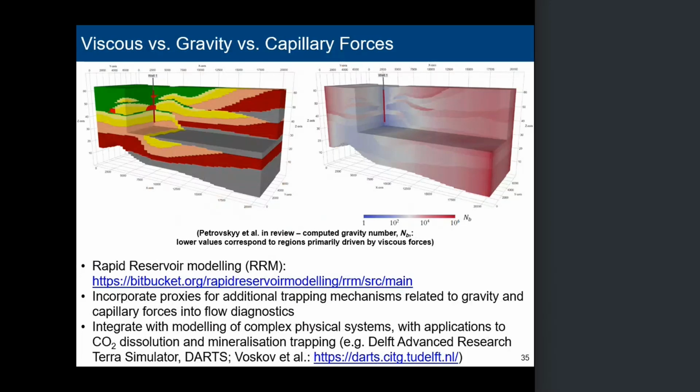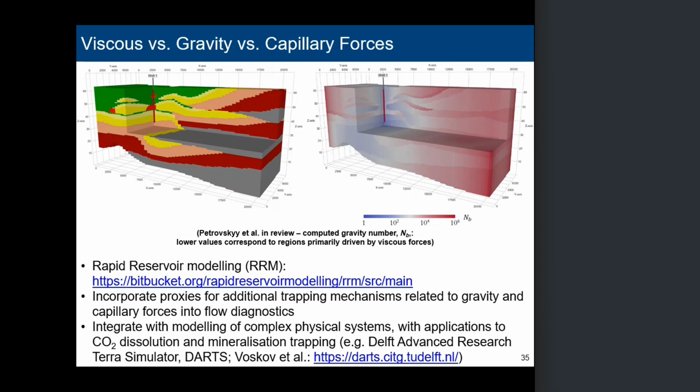So the second thing is, if you want to use this for CO2 storage, it's not good enough to just rely on tracer flow. I mean, that does give us a first order approximation, but we need to think a bit more about representing viscous, gravity, and capillary forces. And there's a couple of ways we can approach that. So one of them is to look at numerical proxies for the ratio of the importance of, say, viscous and gravity forces.